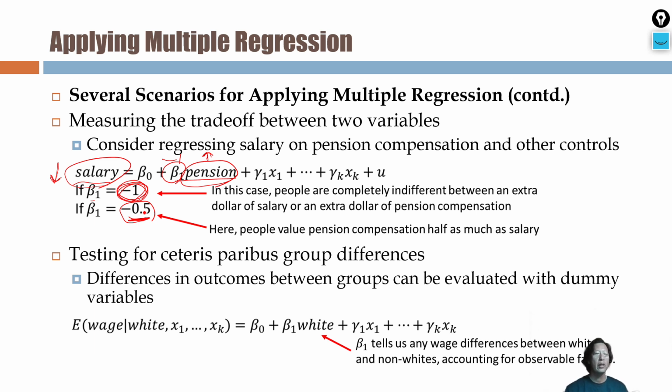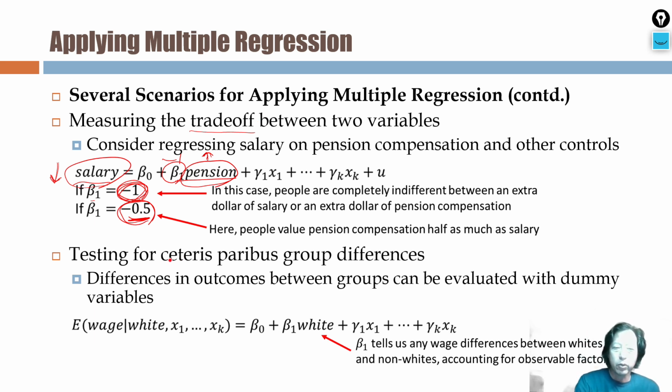So how much salary would you sacrifice for a $1 pension increase? If your pension goes up $1, then the amount of salary you can sacrifice is 0.5. So you consider the salary and pension in this relationship. When you are trying to find this trade-off between two variables, you can utilize regression. Regression is not only for prediction at all.